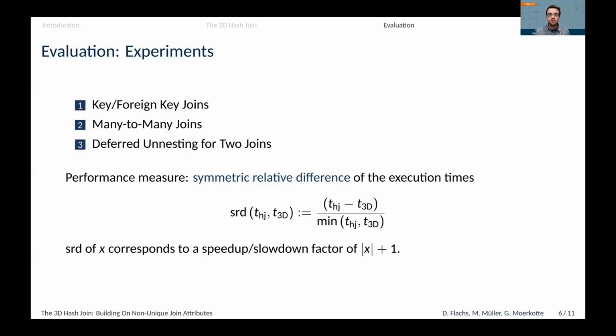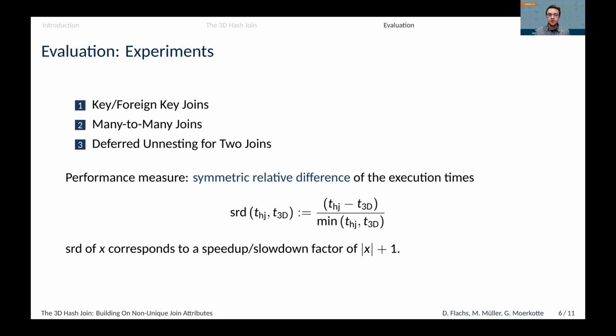We conducted an experimental evaluation for which we implemented and compared the standard hash join and our 3D hash join. We measured the runtime of both join implementations in different experimental setups: a single key foreign key join, a single many-to-many join, and another experiment with 2 joins to demonstrate the effect of deferred unnesting. As a relative performance measure, we used the symmetric relative difference of the join execution times.